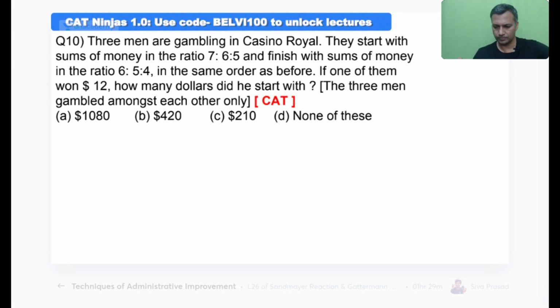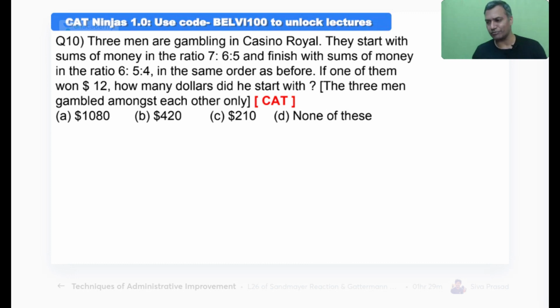All right, here we go. Three men are gambling in a casino royale, some place there. They start with sums of money in the ratio 7:6:5 and finish with sums of money in the ratio 6:5:4, in the same order as before. If one of them won $12, how many dollars did he start with?